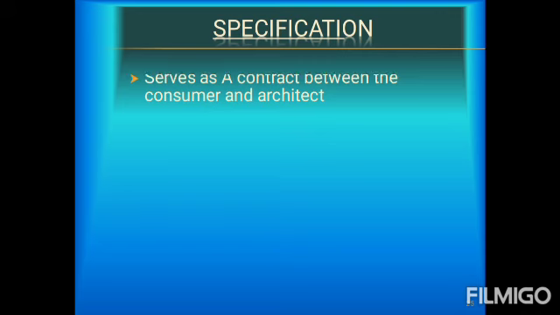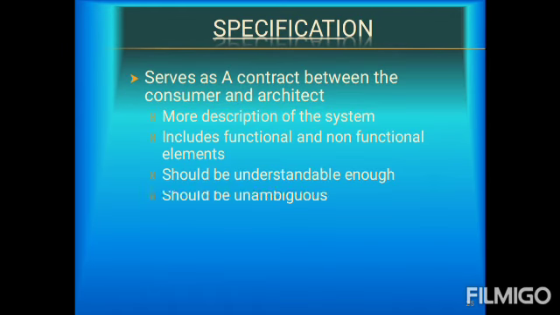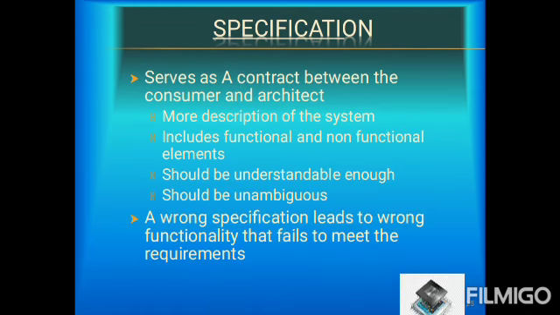Then when you go for the specification, you have to give a more detailed description of the system. It has to include functional and non-functional elements of the system. It should be understandable enough. It should be unambiguous. A wrong specification leads to wrong functionality that fails to meet the requirements of the people.